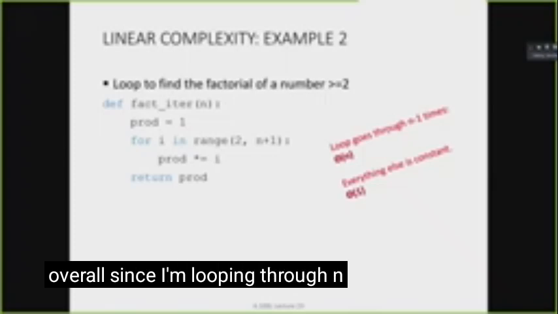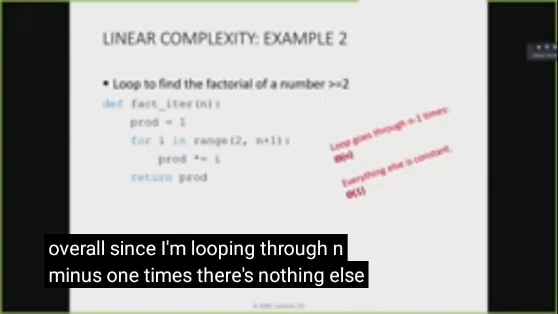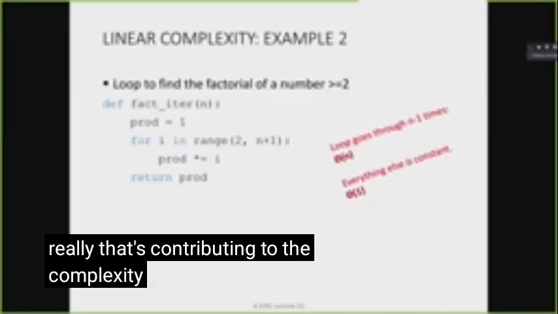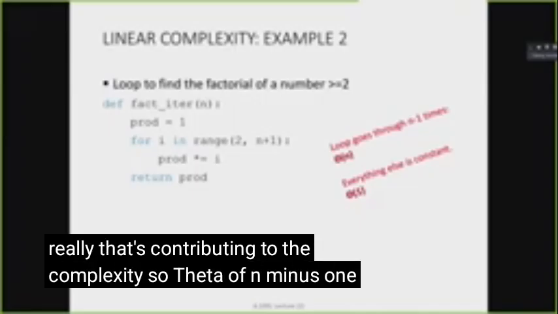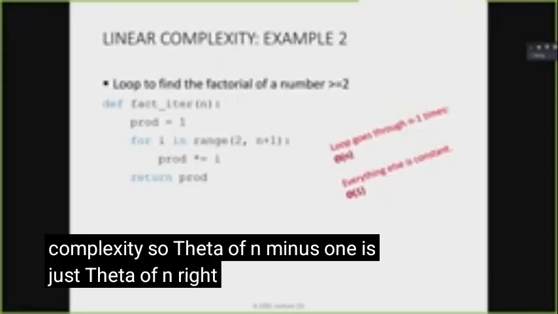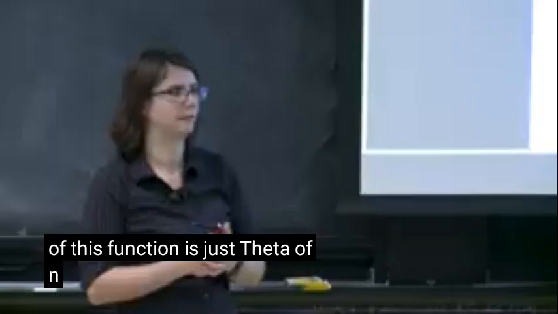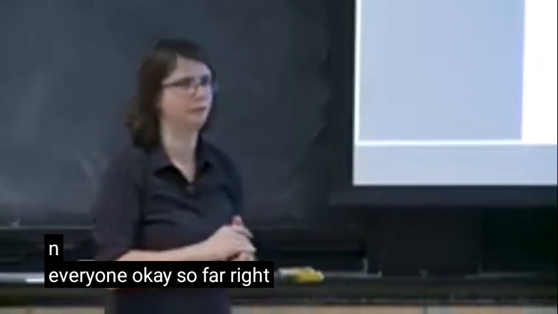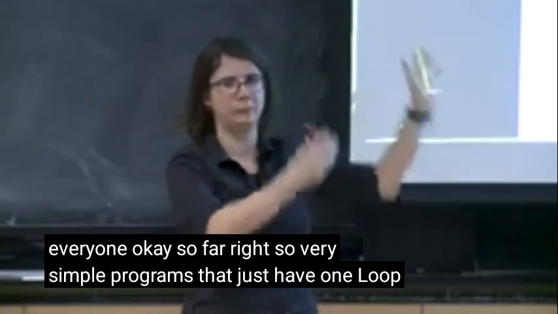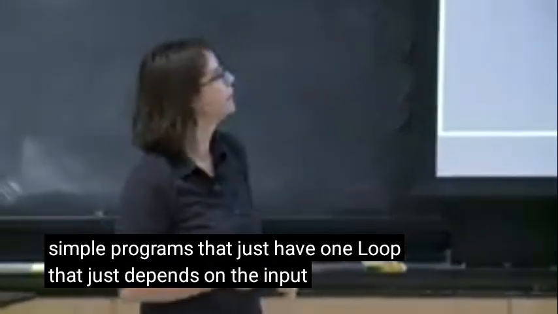Since I'm looping through n minus 1 times, there's nothing else really contributing to the complexity. So theta of n minus 1 is just theta of n. Right? So the complexity of this function is just theta of n. Everyone okay so far? So very simple programs that just have one loop just depend on the input linearly.